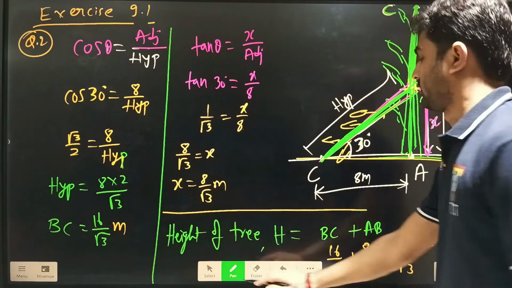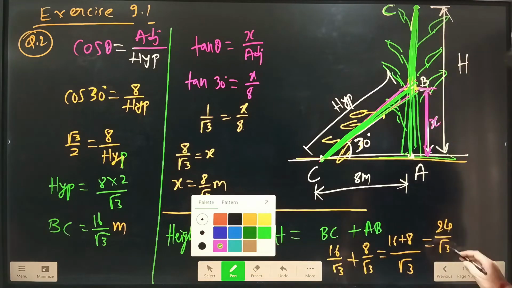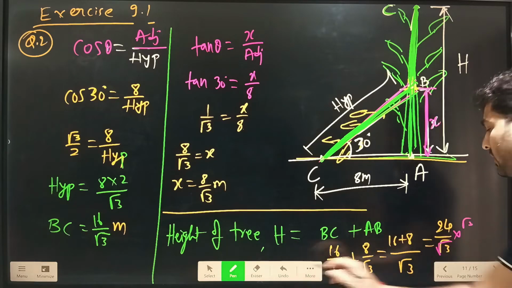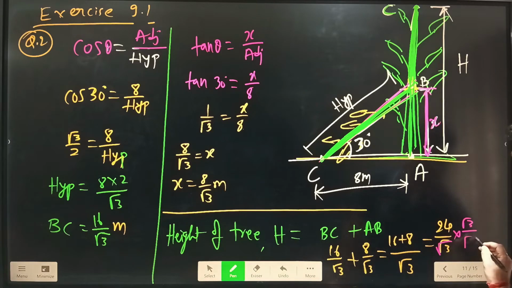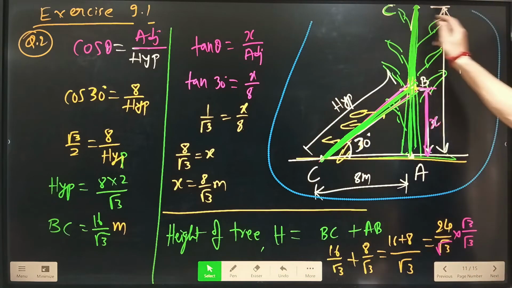So we'll do one thing: rationalize. We can rationalize the root 3. Because the denominator is root 3, we can multiply and divide by root 3. What is root 3 into root 3? 3.